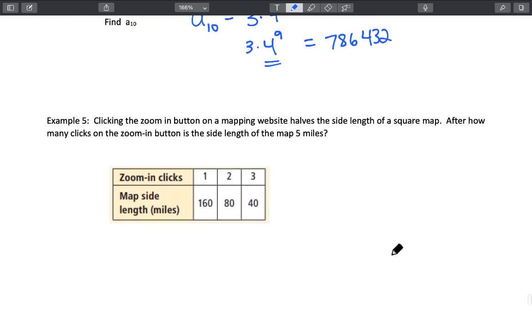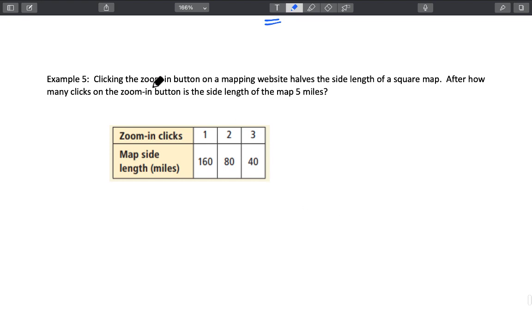Alright, in example 5 here, we are clicking the zoom in button on a mapping website, and it halves the side length of a square map. After how many clicks on the zoom in button is the side length of the map 5 miles? Alright, so just following our sequence here, we're just going to continue this out.